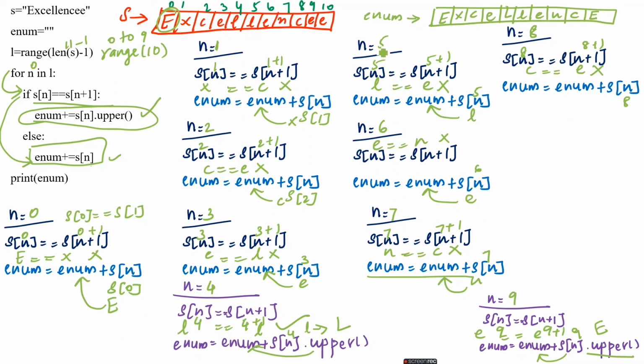Now there are no more values from the range function. So the output is this, EXCELLENCE. So print enum. After the loop will come outside the loop, we have to print enum. So the output will be EXCE, capital L, small l, ENCE. This is the output.